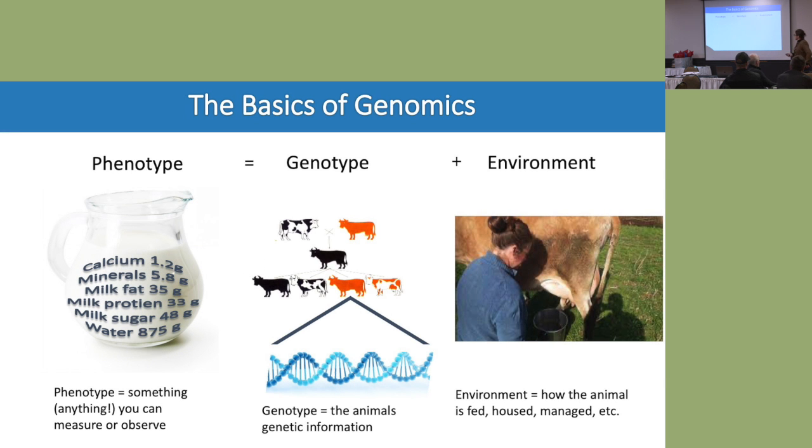So first off, some basics. You might have seen this before. Anybody seen this before? Yeah? All right. So you know that the phenotype, which is something that we can measure or see on an animal, anything that you can measure or observe, is equal to the genotype plus the environment. So there's two main things that affect what an animal can produce. We've got the genotype, that's the animal's genetic information, and an environment. And that's how the animal is fed and housed and managed, etc.